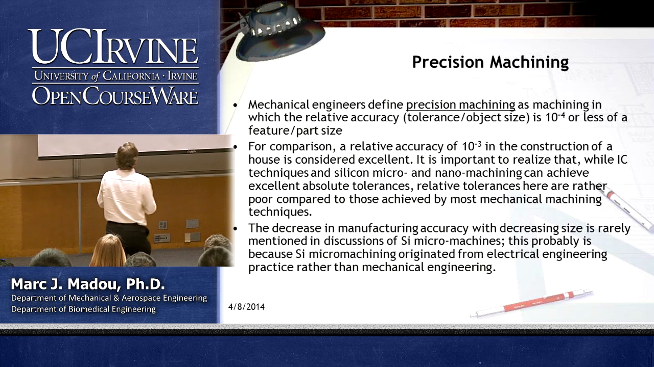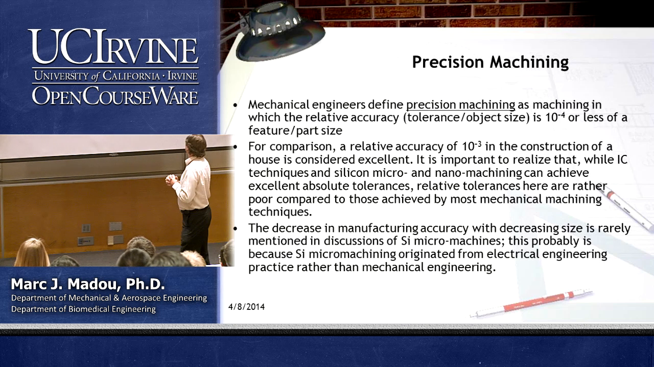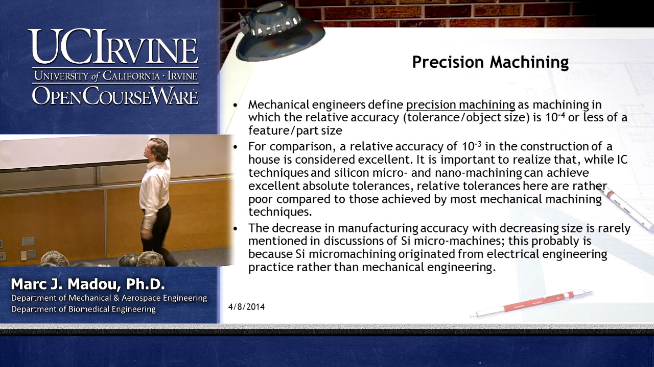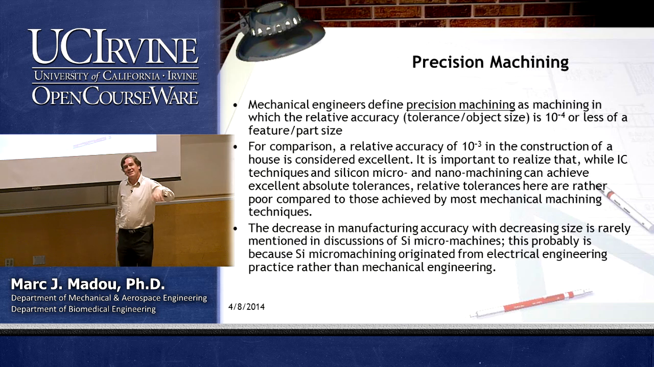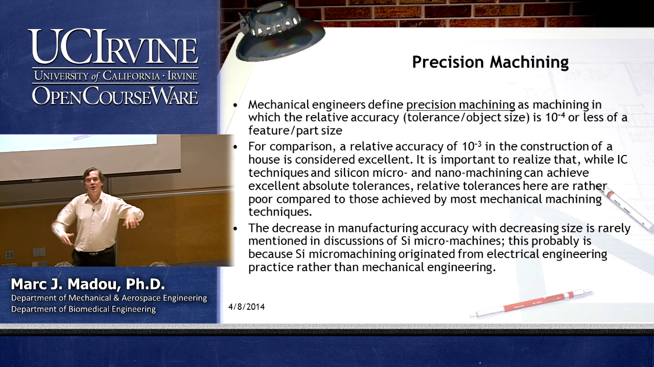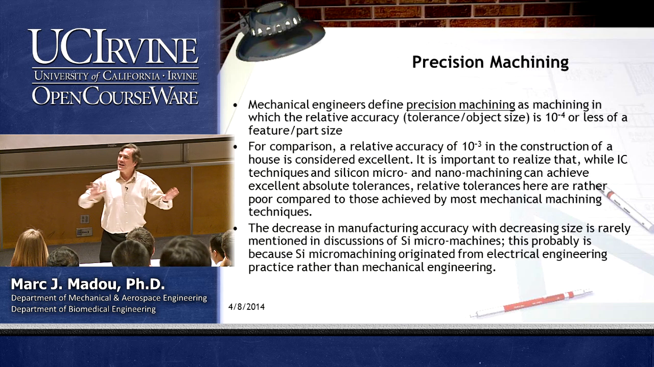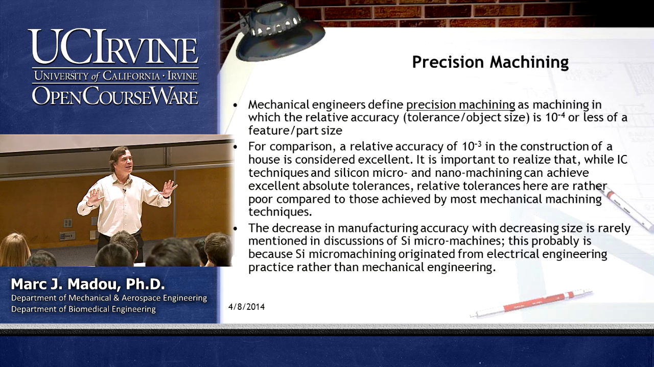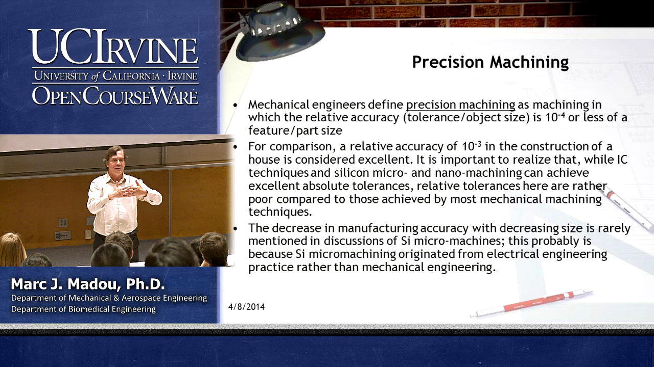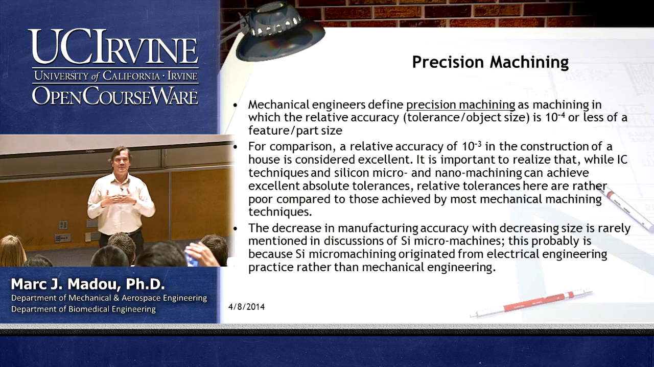The decrease in manufacturing accuracy with decreasing size is rarely mentioned. And you know why that is actually? Because electrical engineers dominated the IC world. And they ain't thinking very much in relative tolerances. It's kind of different jargons. So putting electrical and mechanical engineers together, you can have some funny conversations.